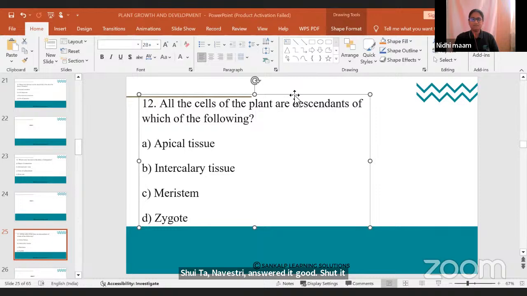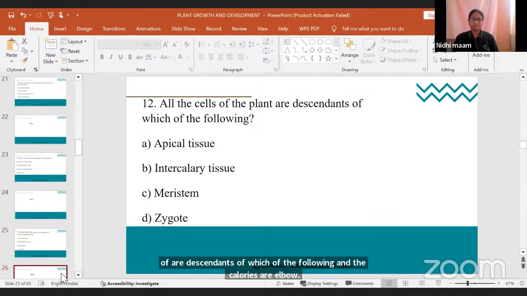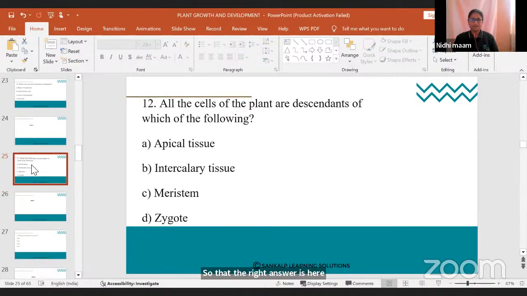So most of them answered it. They are asking, all the cells of the plant are descendants of which of the following, right? So the right answer here is option D, zygote. All of them are descendants of the zygote. After the zygote forms, these tissues are formed, right? So option D is the right answer.